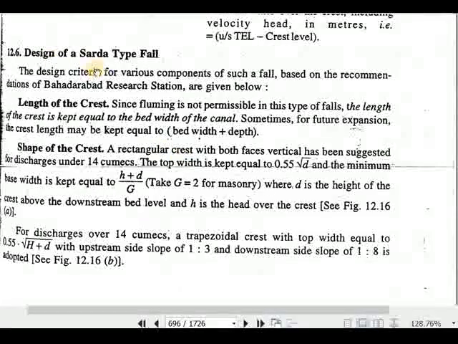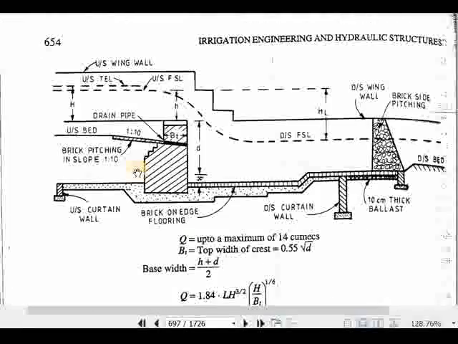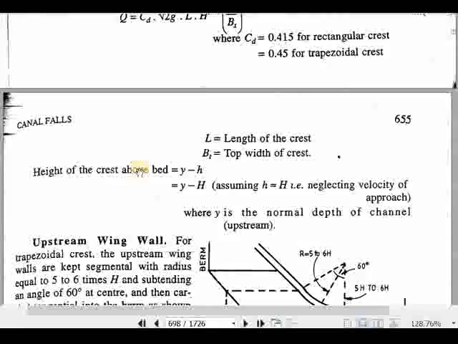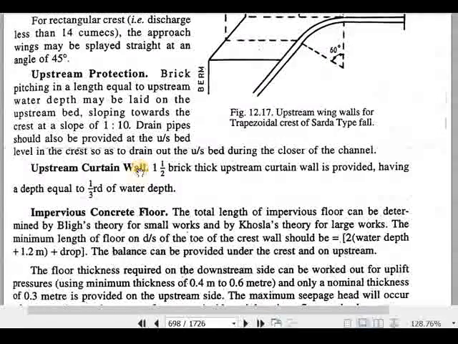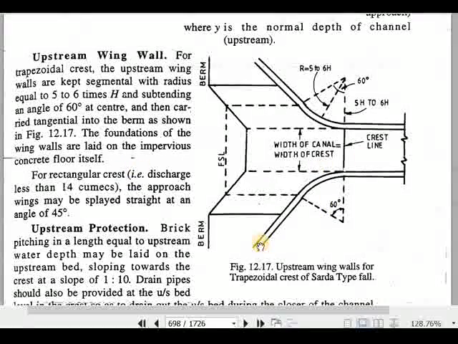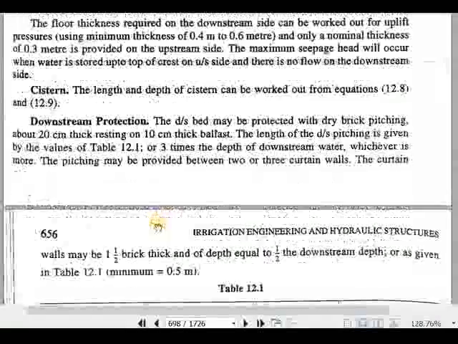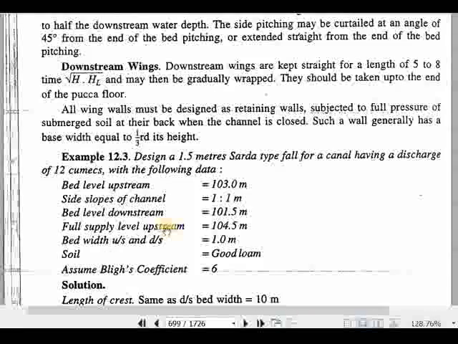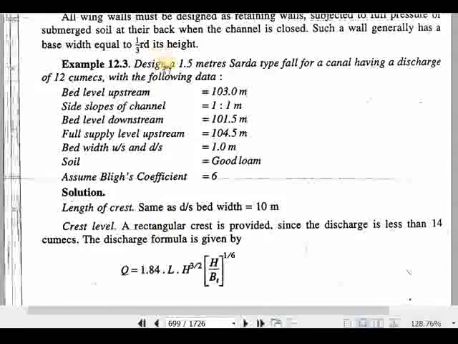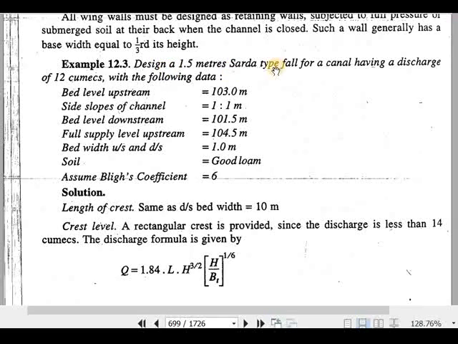So next is the Sarda type fall. Let me show you. This is the Sarda type fall, and we will discuss it. In the Sarda type fall, we have a flume. You can see this flume. The wings are converted into these curvilinear parts to the flume, and we now have the crest line and the reduced distance. So we will solve it with this numerical design. A 1.5 meter Sarda type fall for a canal having a discharge of 12 cubic meters per second, with the following data. 12 cubic is the discharge.